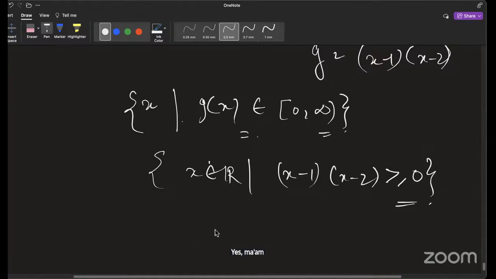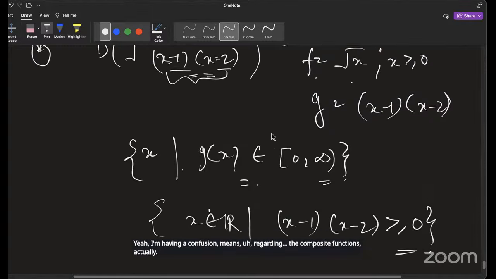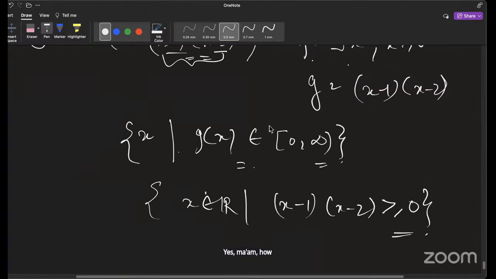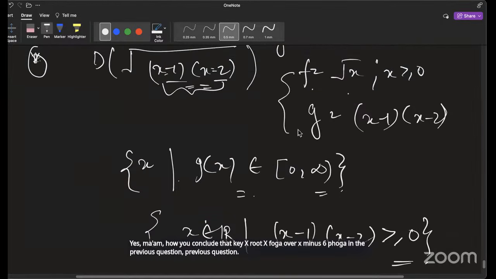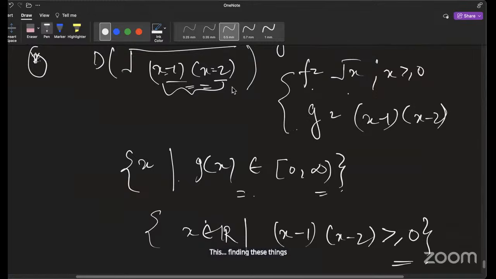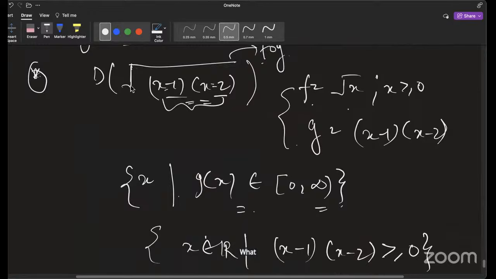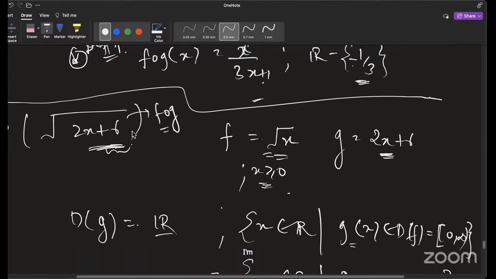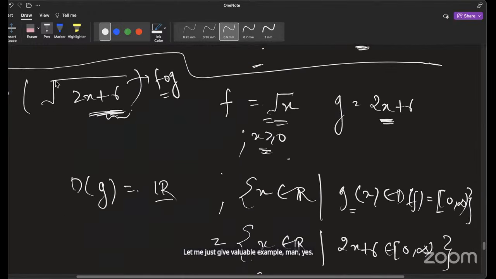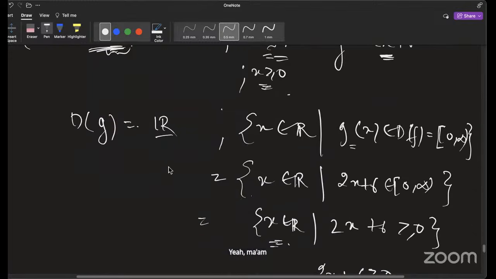Ma'am, excuse me, I am having one confusion regarding the composite functions. How did you conclude that it will be root x and x minus 6, ma'am? In the previous example, how did you find f(x) and g(x) in this composite function? Yeah, ma'am. Exactly, I was asking that question.